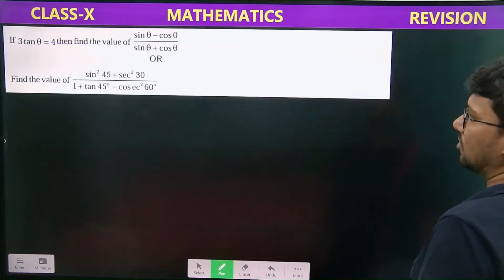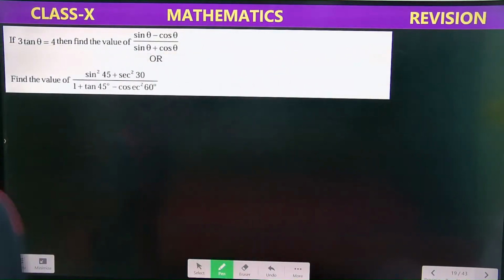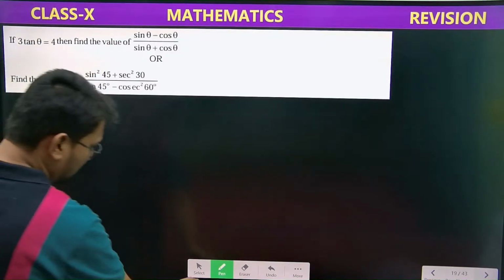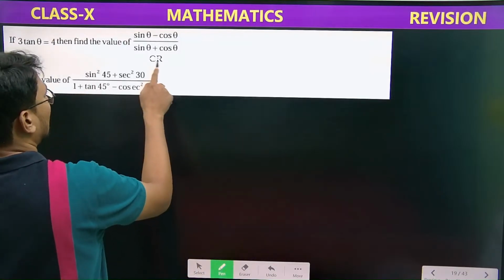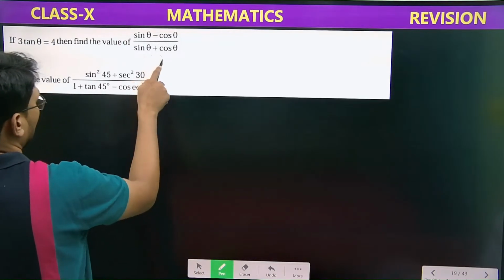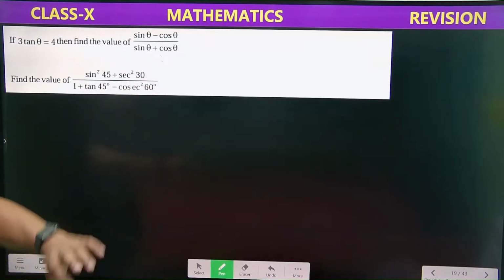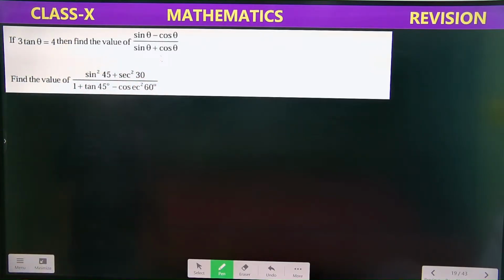Chalo, moving to next question. Solve this one. What is this question? See, check, solve, quickly solve. See this question, everyone. 3 tan theta equals 4. Then find the value of sin theta minus cos theta by sin theta plus cos theta. It is mentioned, but not for you now. In exam, you can take the help of or. Though I said it is the previous year question, so somewhere or has been used. But right now there is no or. You solve these two questions directly.